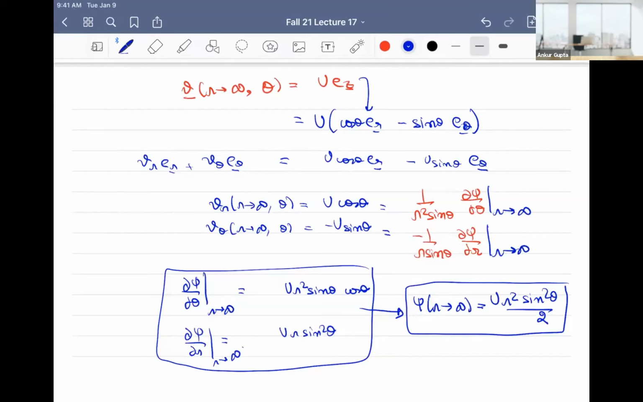Any questions? So differentiate this. If you differentiate this, you will get this. If you differentiate this with respect to r, you will get this. So basically, both of these boundary conditions can be combined into this one condition. Okay, that's the idea.